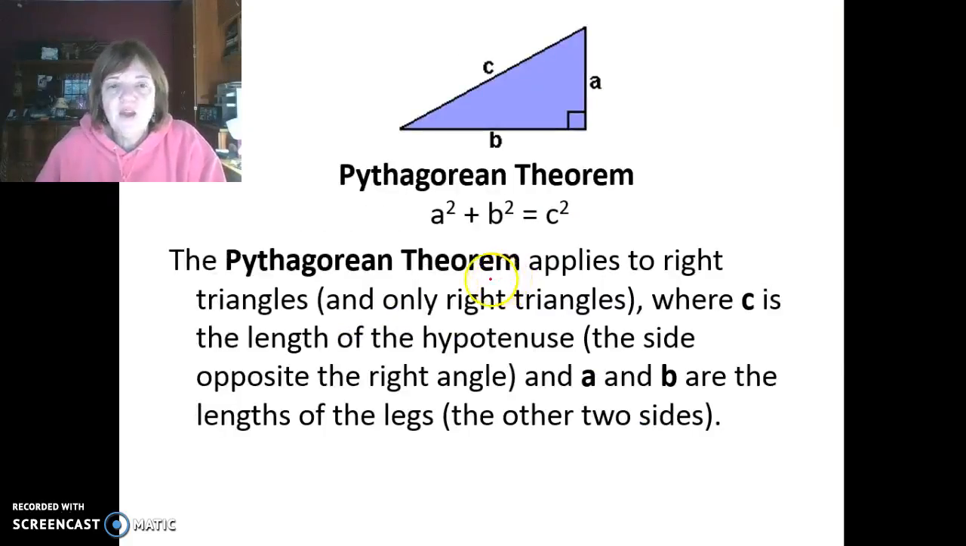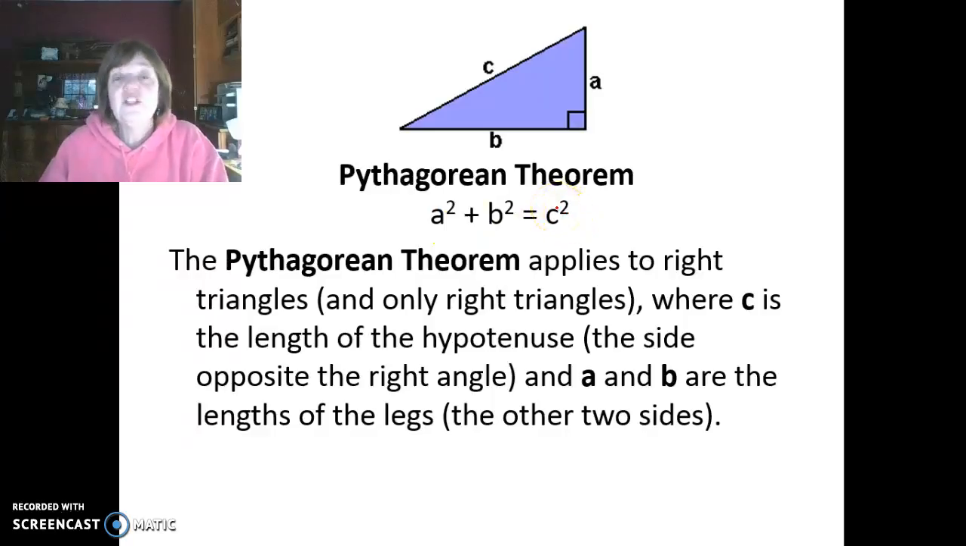So, the Pythagorean theorem only applies to right triangles. Only right triangles. Okay, so C is going to be the length of our hypotenuse, and A and B are our legs. They call those the legs. They're the other two sides. So the theorem is A squared plus B squared equals C squared. Keep it in alphabetical order, A, B, C, and just square them, but these two you've got to add together to get that one.